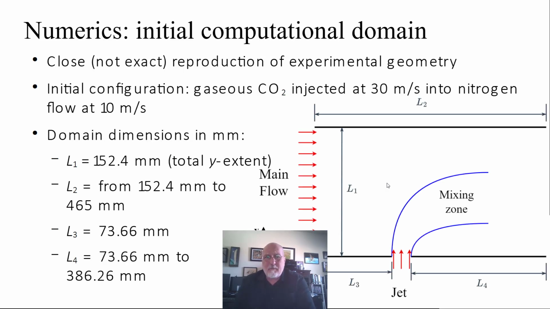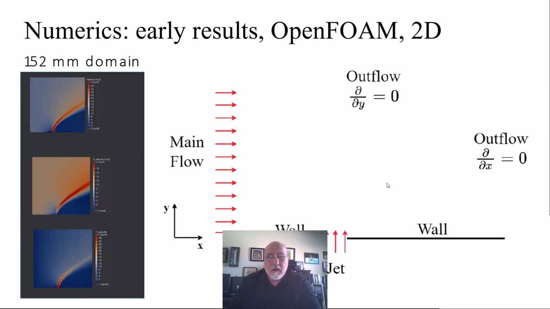Our initial computation domain was similar but not identical to the size of the test section in the experiments that will be conducted at Huntsville, and it will be the same materials and the same velocities. We started with a quick two-dimensional run and quickly ran into an issue.